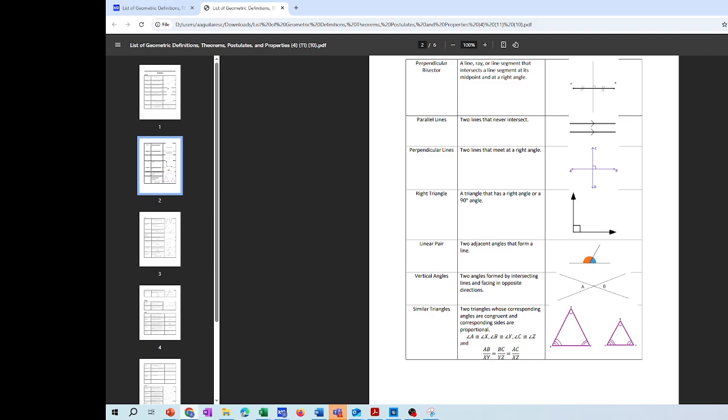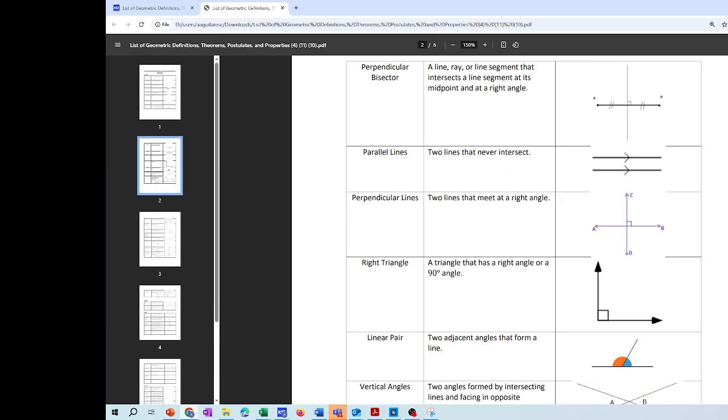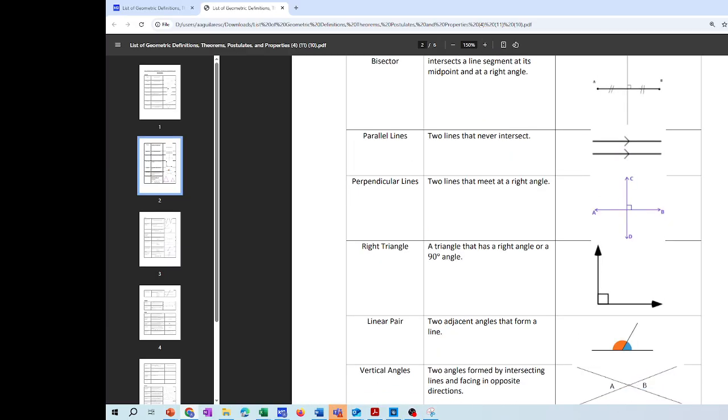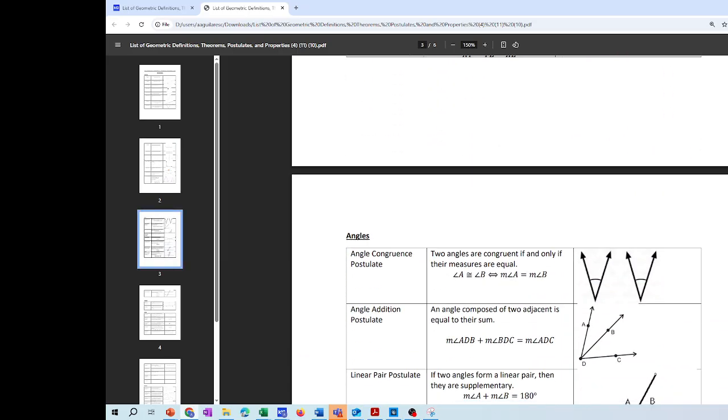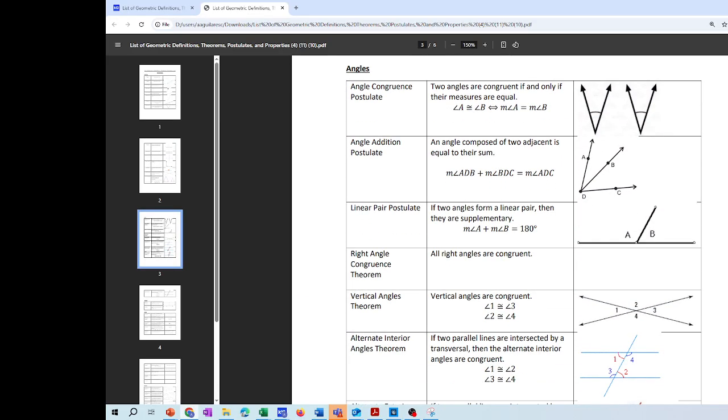Okay, then we're going to go a little bit, just zoom in a little. Then the angles, which we also reviewed in Unit 2: angle congruence postulate, two angles are going to be congruent, they're going to have the same measurement. Angle addition postulate, when two angles are adjacent to each other, they are added together. Linear pair postulate, two angles that are adjacent and added together are equal to 180 degrees, forming a straight line.